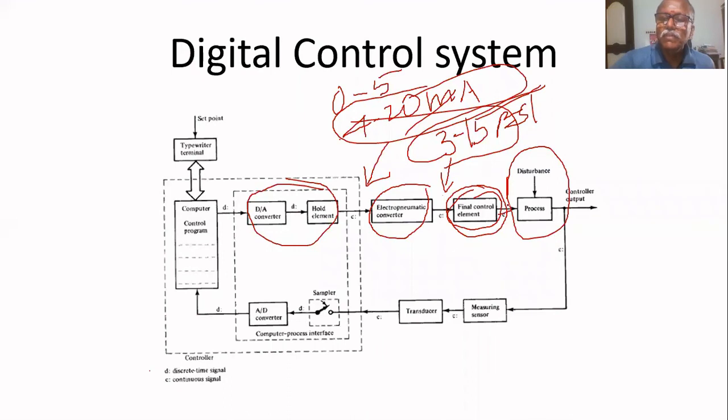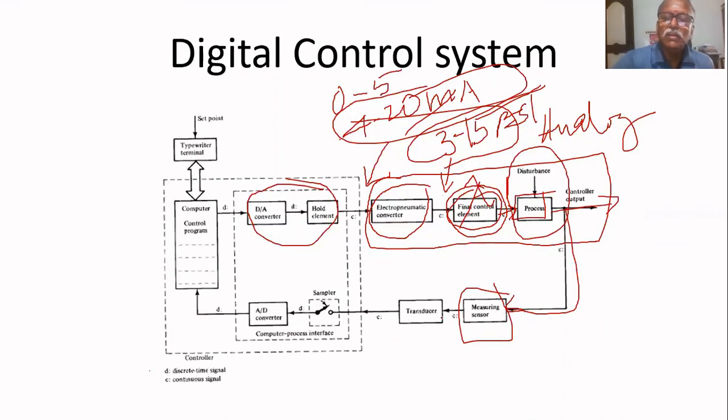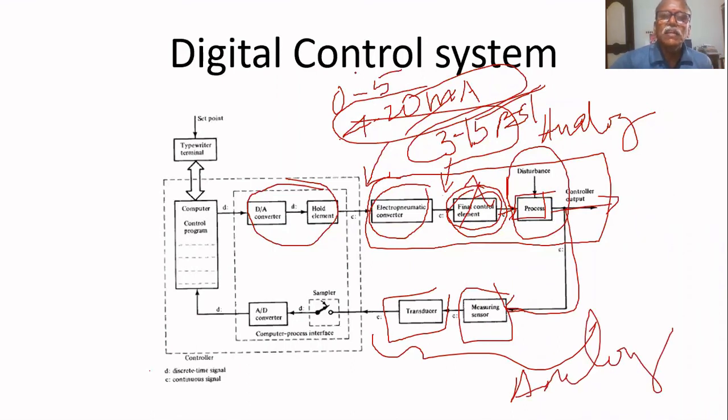So this 3 to 15 psi is given to this process to operate its final control element. From this part up to this part, it is analog. But here, a measuring sensor is attached to this output. It is also analog. The transducer is again analog. So if you draw a line, to its right, everything is analog.